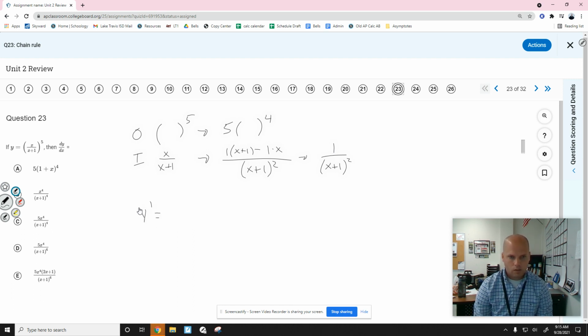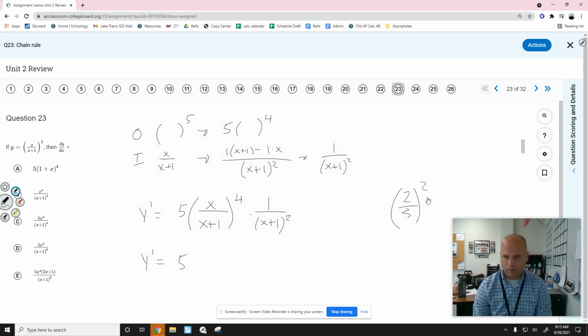So here's y prime: 5 parentheses fourth times 1 over x plus 1 squared. What starts in the parentheses stays in the parentheses. I don't see that anywhere. Bummer. So we've got to simplify. If you have a quotient to a power, it's the same as each individual piece to the power. So I could write this as x to the fourth over x plus 1 to the fourth. It's not x to the fourth, 1 to the fourth. It's the bottom to the fourth.